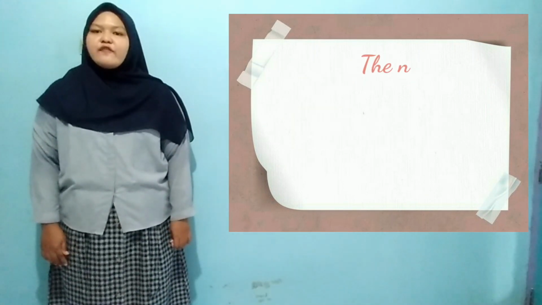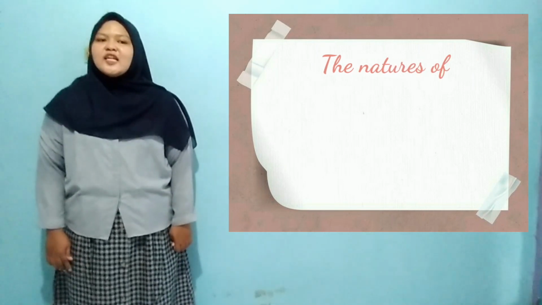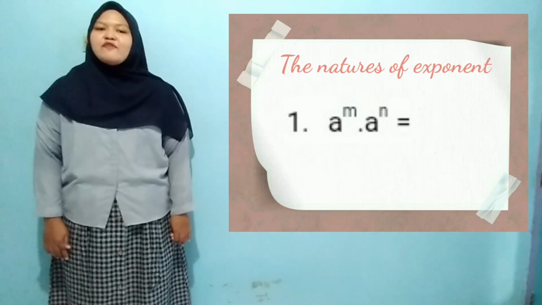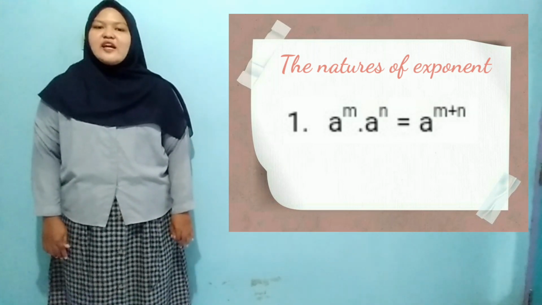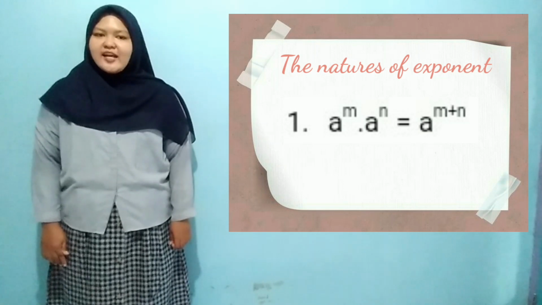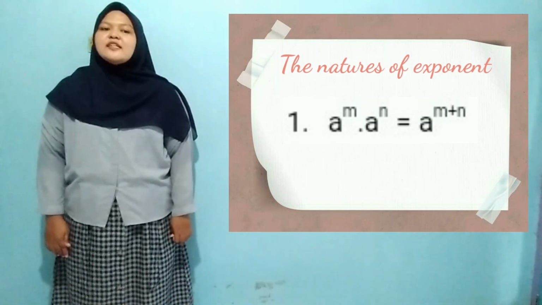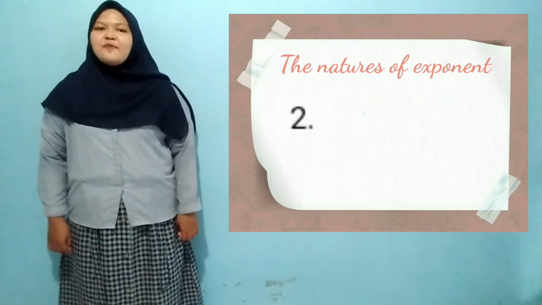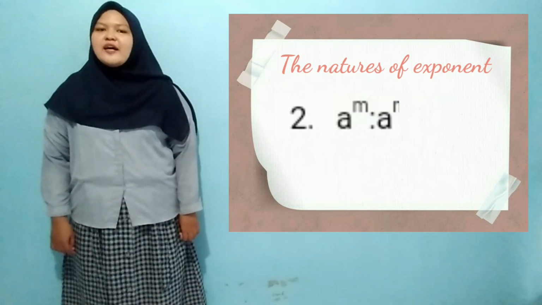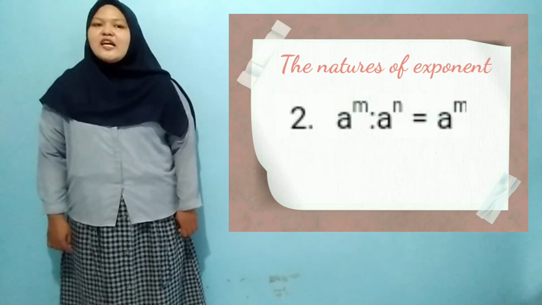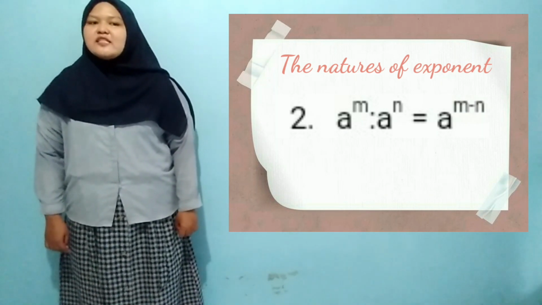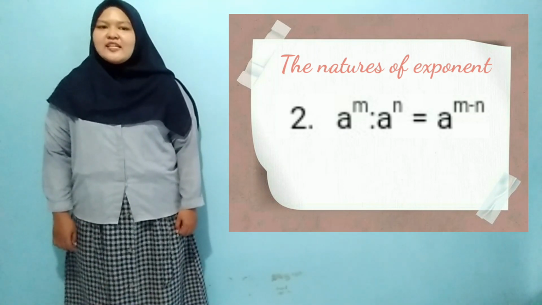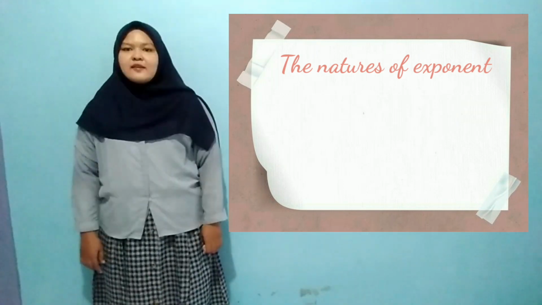The properties of exponent: 1. a to the power of m times a to the power of n equals a to the power of m plus n. If multiplied, then the powers must be added. 2. a to the power of m divided by a to the power of n equals a to the power of m minus n. If divided, the powers must be subtracted.